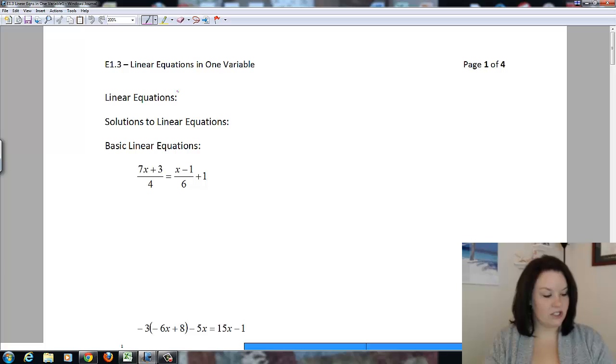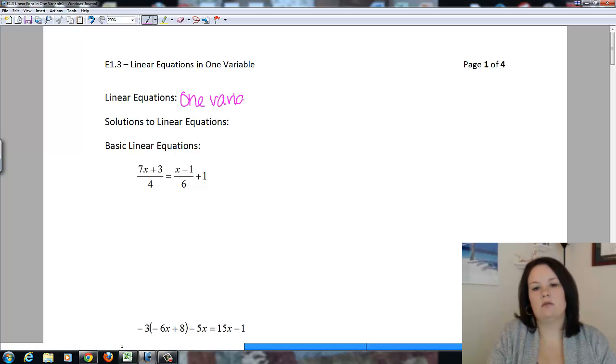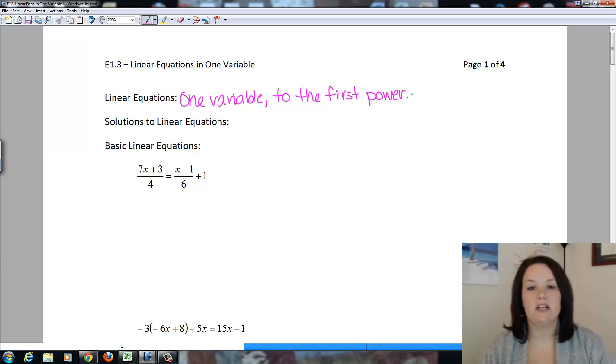A linear equation means basically we have one variable to the first power. Anytime we have linear equations, we're not going to have x squareds and that type of thing. We're just going to have regular x's.